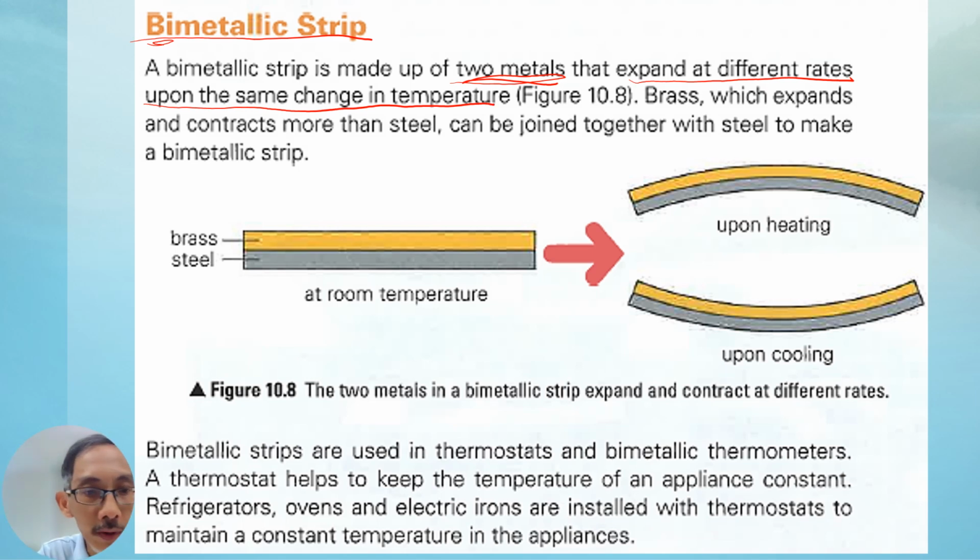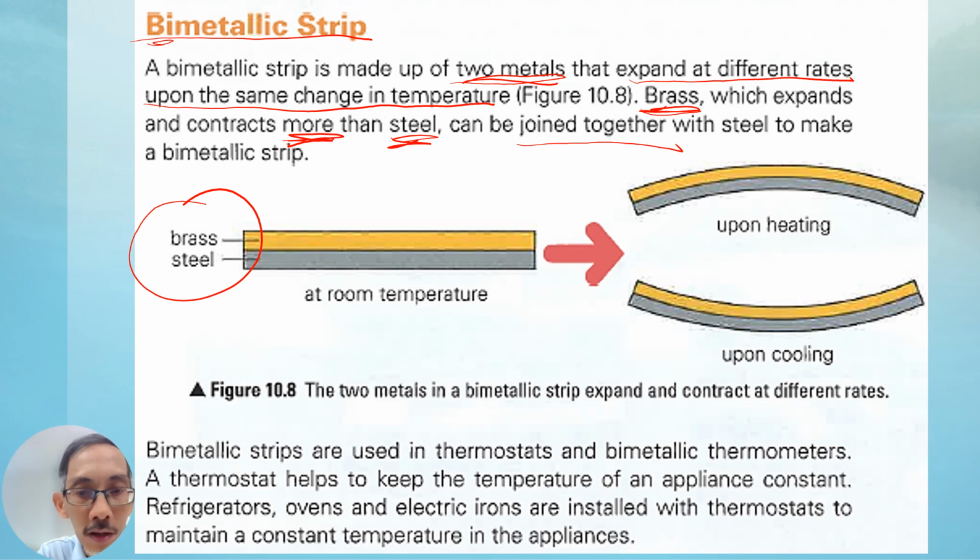The example here that we see in this bimetallic strip is made of brass and steel. And see from here, if you read this next sentence, brass expands and contracts more than steel. Take note of that. Brass expands and contracts more than steel. Of course, then they are joined together, sometimes by welding, sometimes by riveting. But this part is not important.